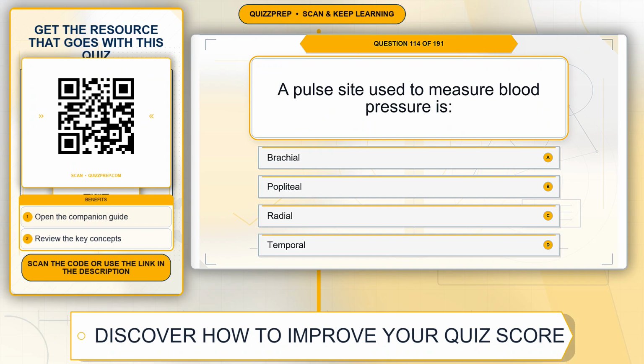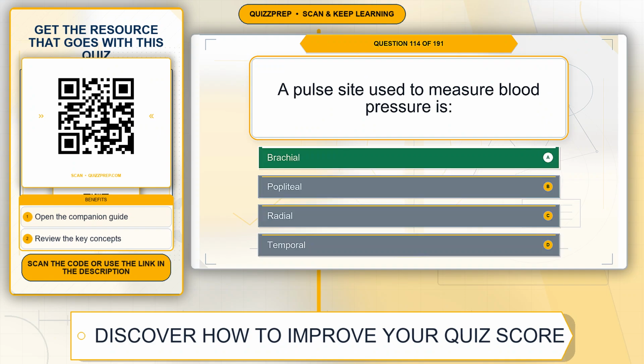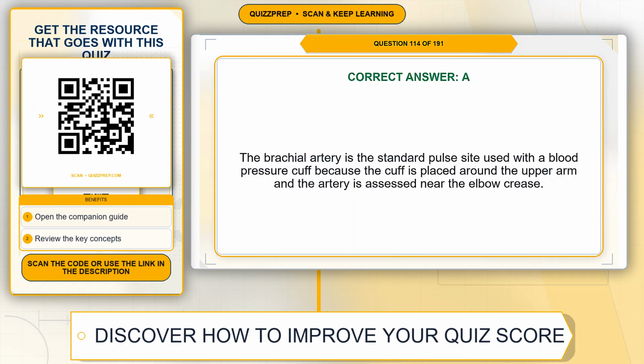Question 114. A pulse site used to measure blood pressure is: Option A, brachial. Option B, popliteal. Option C, radial. Option D, temporal. The correct answer is option A, brachial. Explanation: the brachial artery is the standard pulse site used with a blood pressure cuff because the cuff is placed around the upper arm and the artery is assessed near the elbow crease.